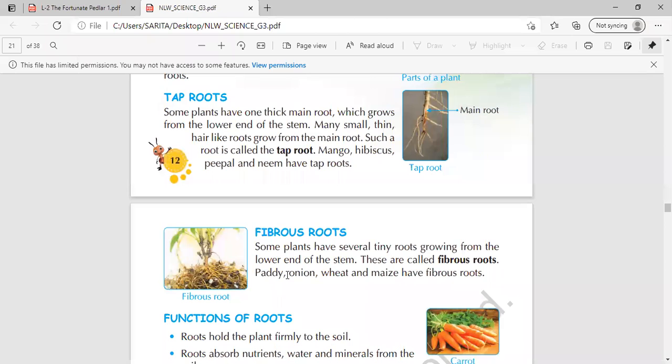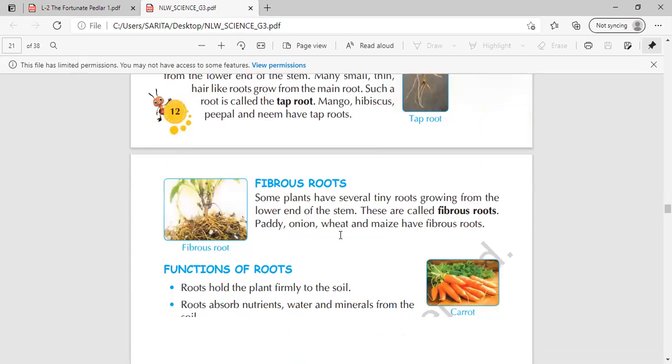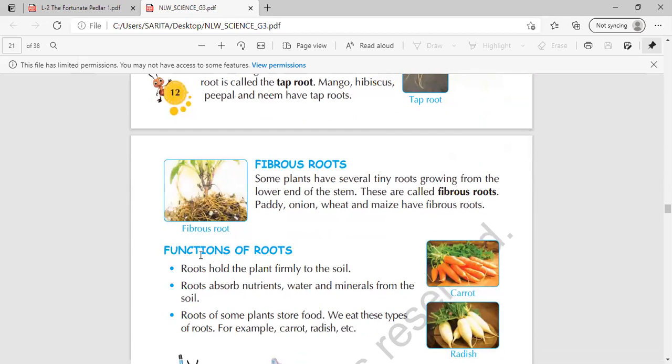Fiber-like होती है, तो इसलिए इनको fibrous root कहते हैं. These are called fibrous roots. Paddy, rice crop, onion, wheat, and maize, corn, these have fibrous roots. Right? When a thick root is there, then that is a tap root. When all the roots are small and thin, these are fibrous roots. Understand?